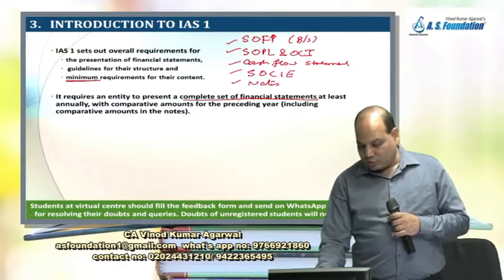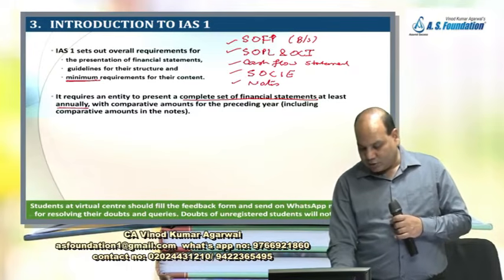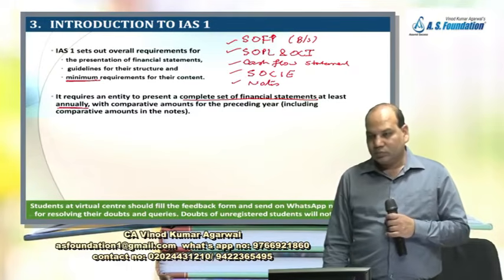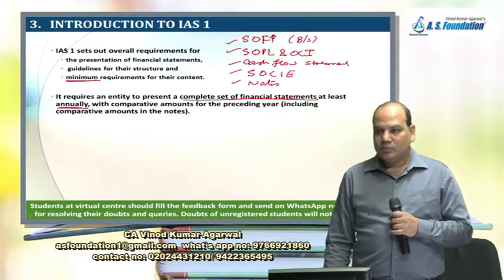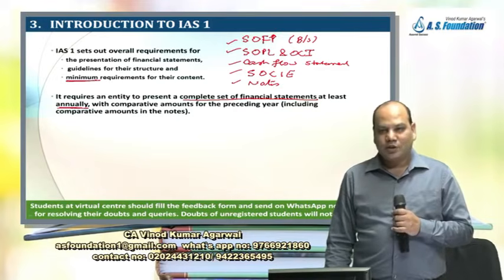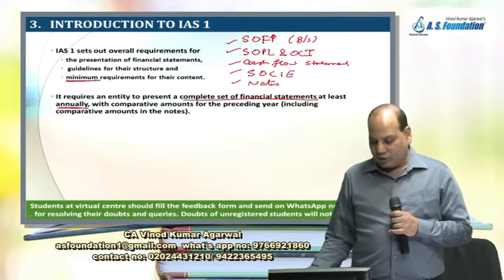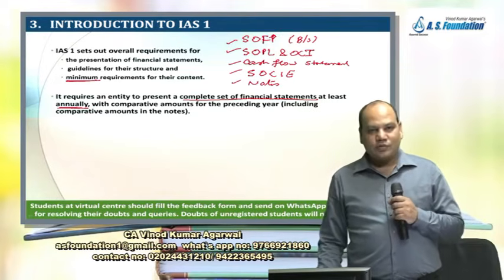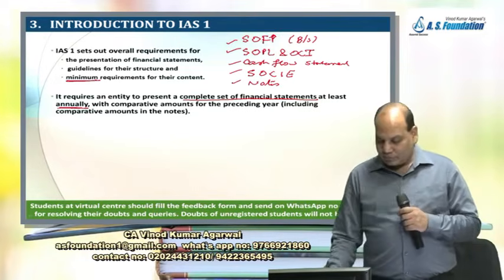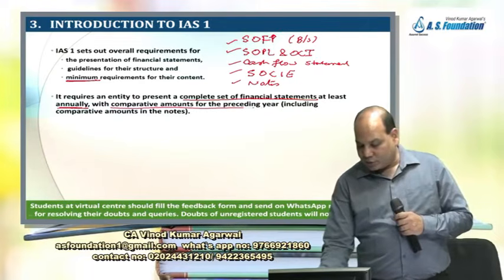And how many times you have to present? At least annually. But of course, if you are subject to some regulation, and if the regulation requires you to present more than once, like a listed company has to give quarterly results also, so they can do it more than once with comparative amounts for the preceding year.